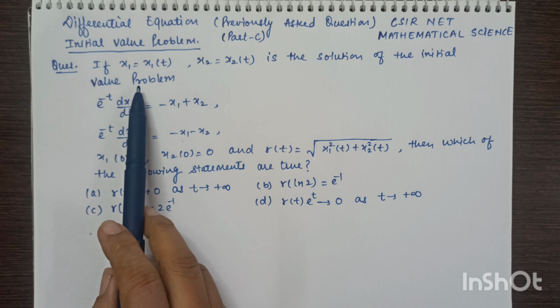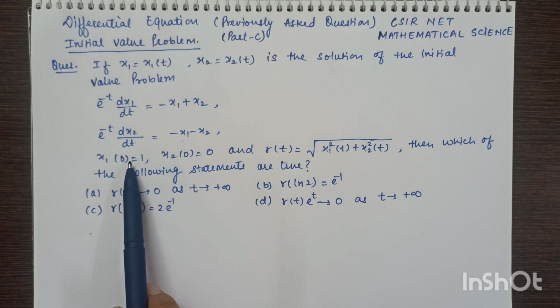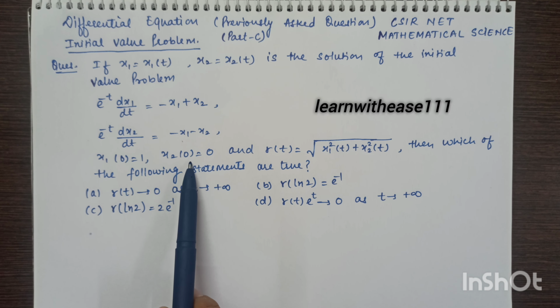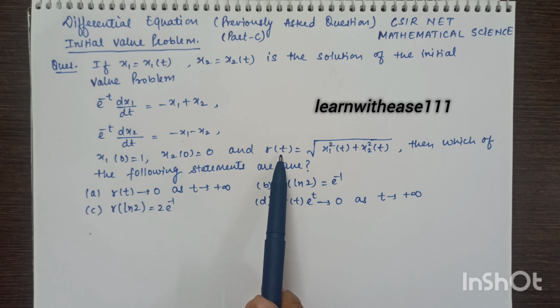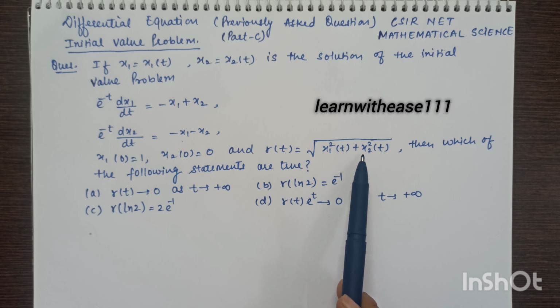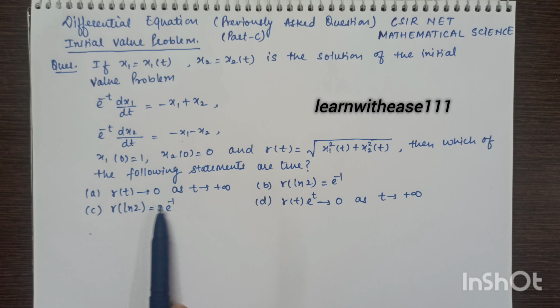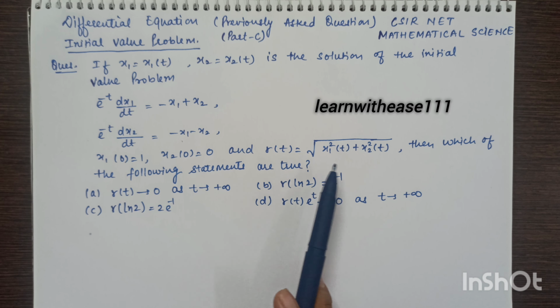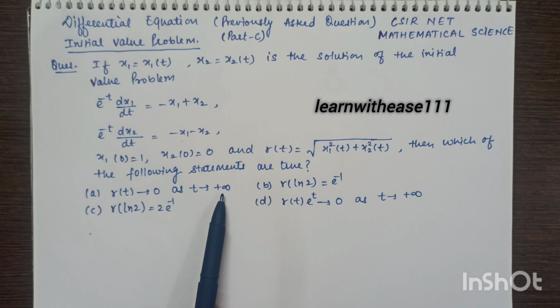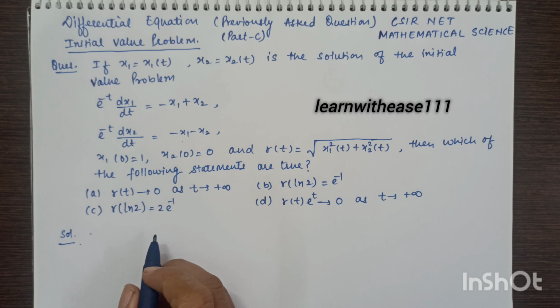The differential equations are e to the power minus t dx1 by dt is equal to minus x1 plus x2. In a similar way, the dx2 by dt equation is given, and initial conditions are given, and r is a function of x1 and x2, the square root of x1 square plus x2 square. Conditions are based on r as t is approaching something. We need to check which of the statements are true. This is a part C question, so more than one option can be the answer.